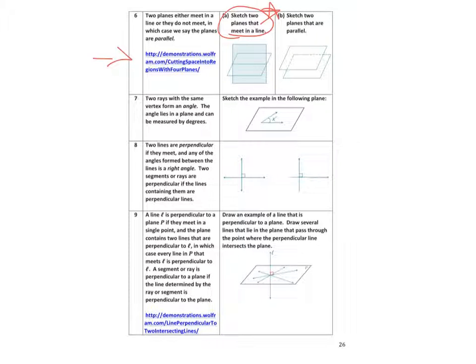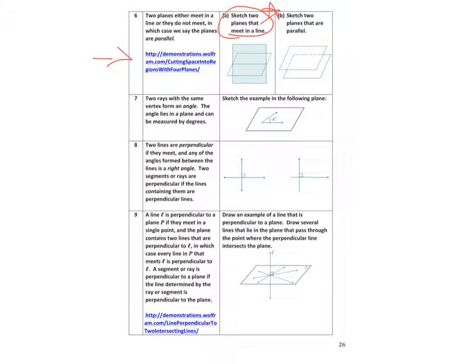2 rays with same vertex form an angle. The angle lies in a plane and can be measured by degrees. Okay, so that's good. Number 8, 2 lines are perpendicular if they meet, and any of the angles formed between the lines is a right angle. 2 segments or rays are perpendicular if the lines containing them are perpendicular lines.